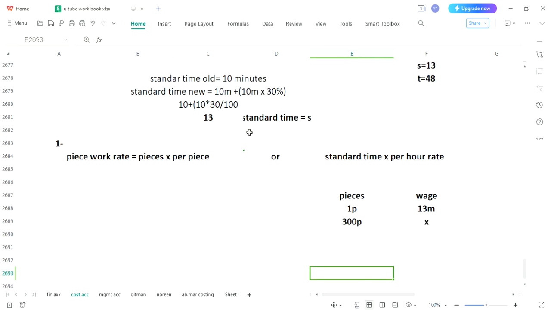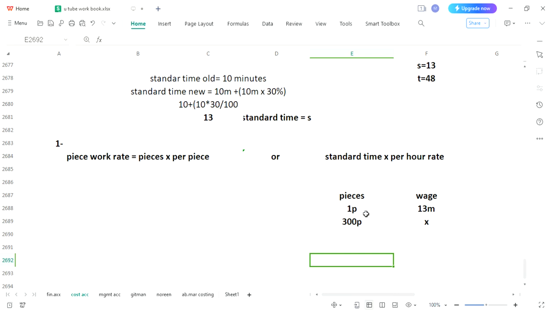Again, simple unitary method will be used. What we need is standard time. This would be a calculation for your standard time which is required in our question. So let's repeat it again. For one piece, you need to complete it in 13 minutes. For 300 pieces, how much time should be given?